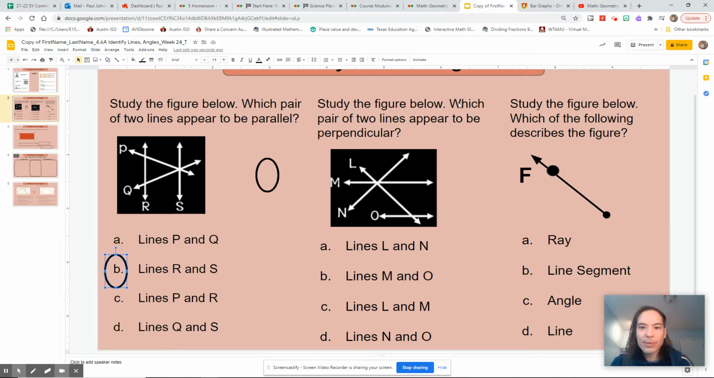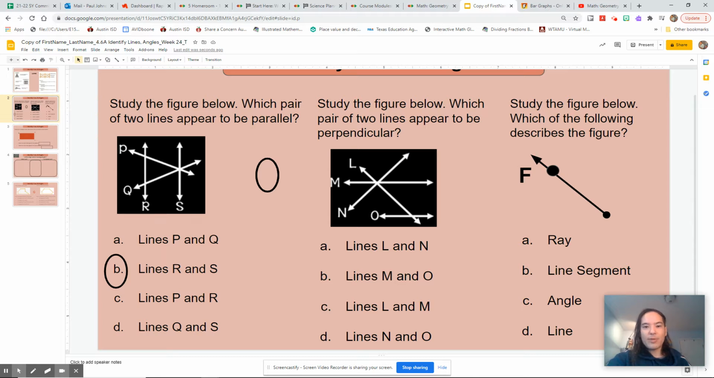Okay, let's take a look at the next part. Study the figure below. Which pair of two lines appear to be perpendicular? Getting the corner of your page might be a good idea for this one. If you just want to put the corner of your page against your screen, you're not going to be able to see it. But find a place where the corner of a piece of paper fits.